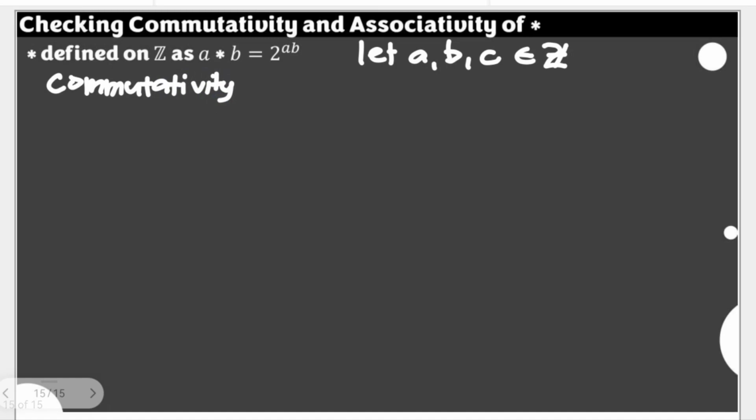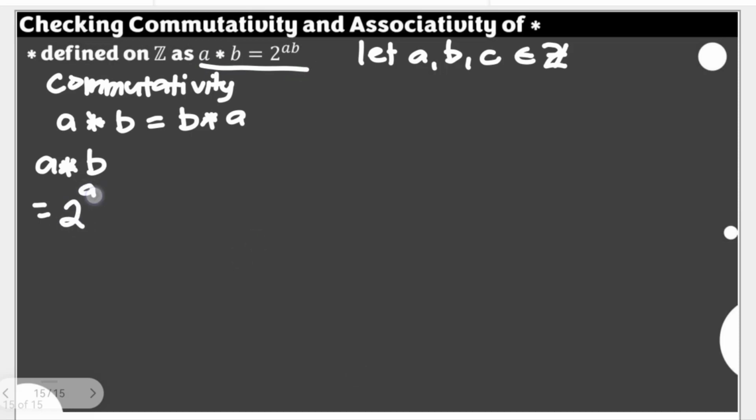We need to establish that a star b is the same as b star a for all elements a and b on our set Z. It should work for all. So let's start with a star b. It's already given by the direct definition here. a star b is equal to 2 to the power of ab, so that's 2 with the product of the elements as the exponent. For b star a, the same thing.